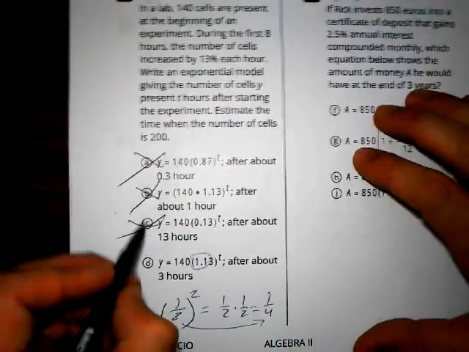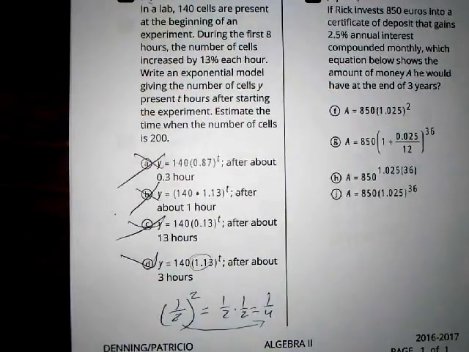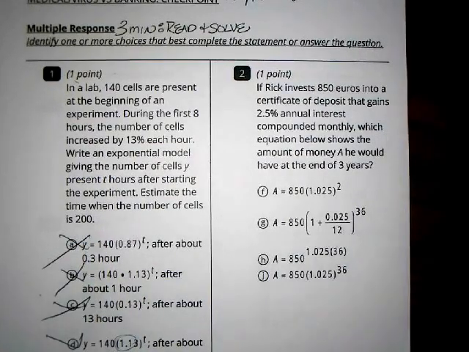So we put answer D for that one. Let's go on to the next one. It says Rick is investing 850 euros into a certificate of deposit. All right, so who knows what a certificate of deposit is, or a CD at a bank? Good. It doesn't matter. You don't have to know.